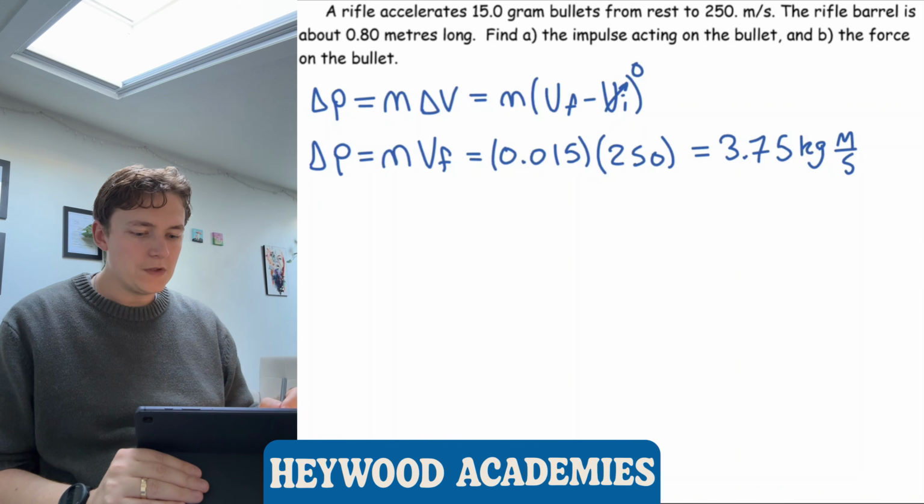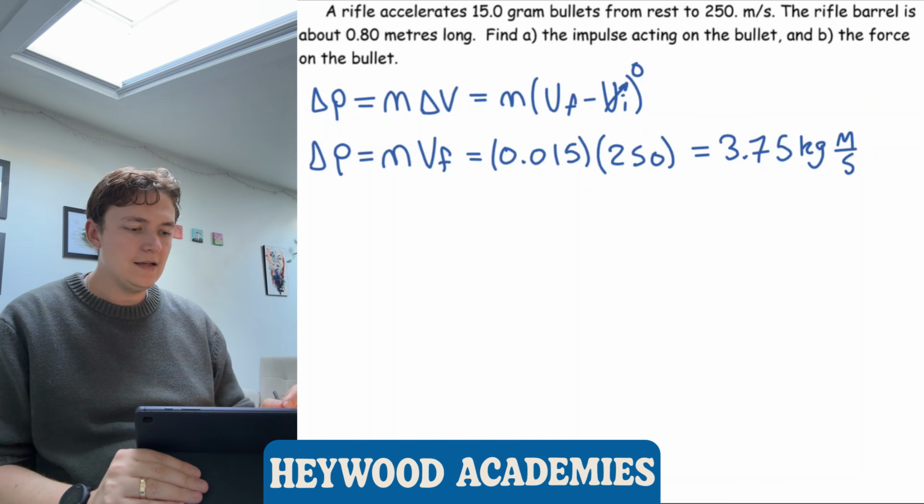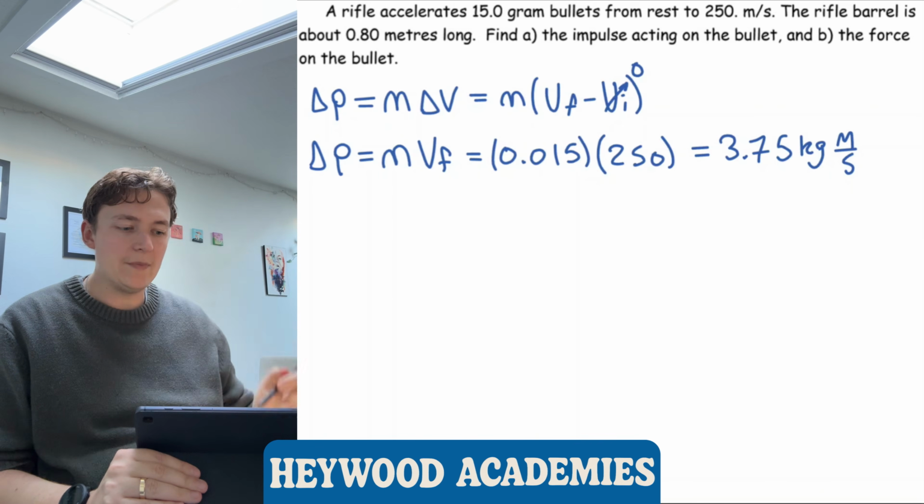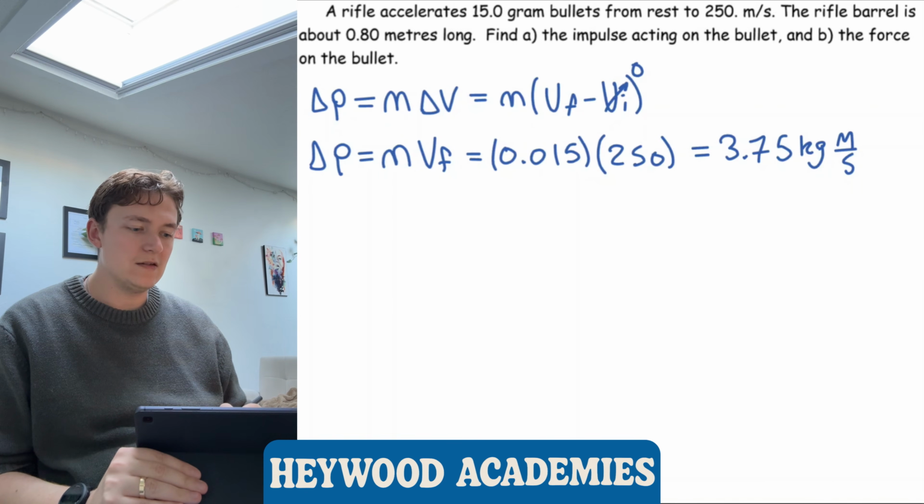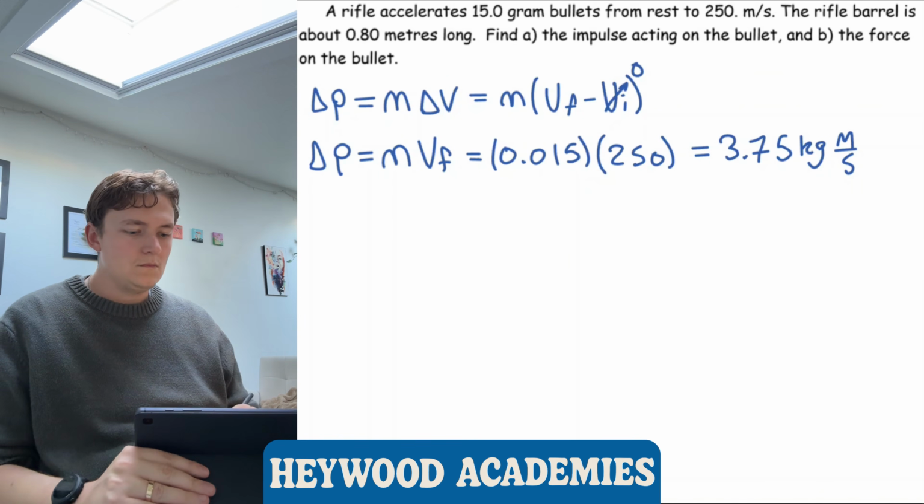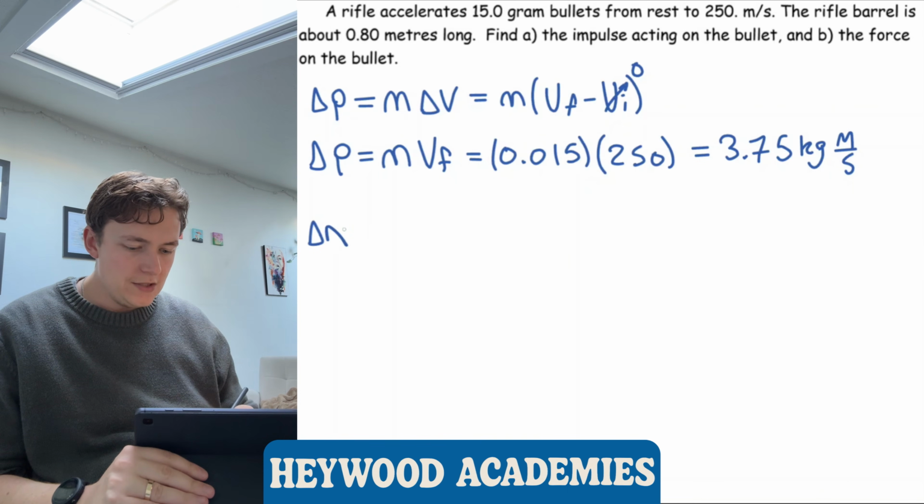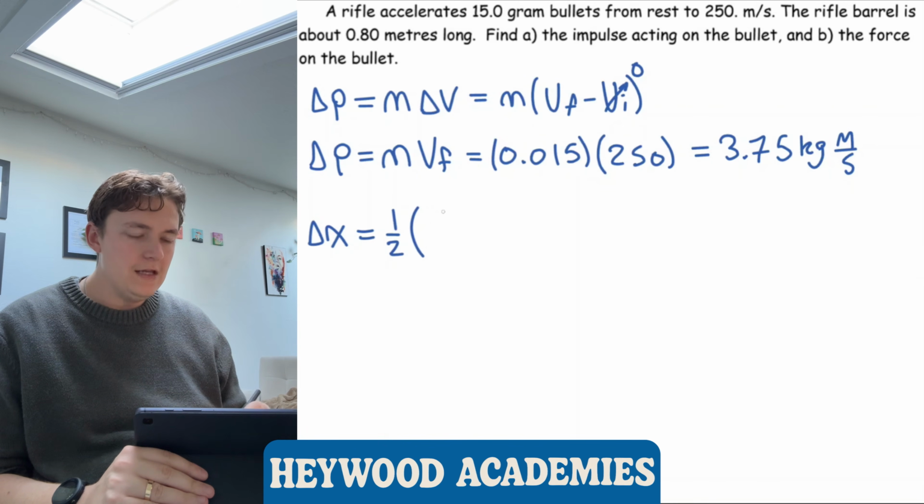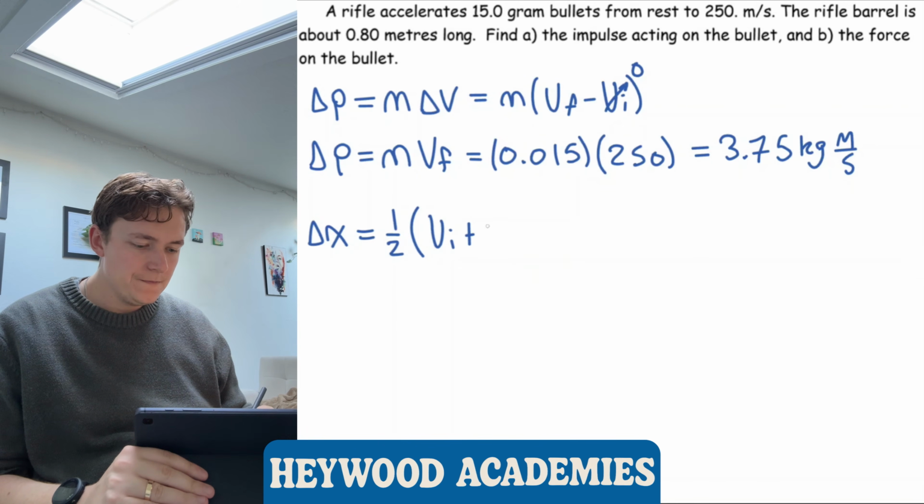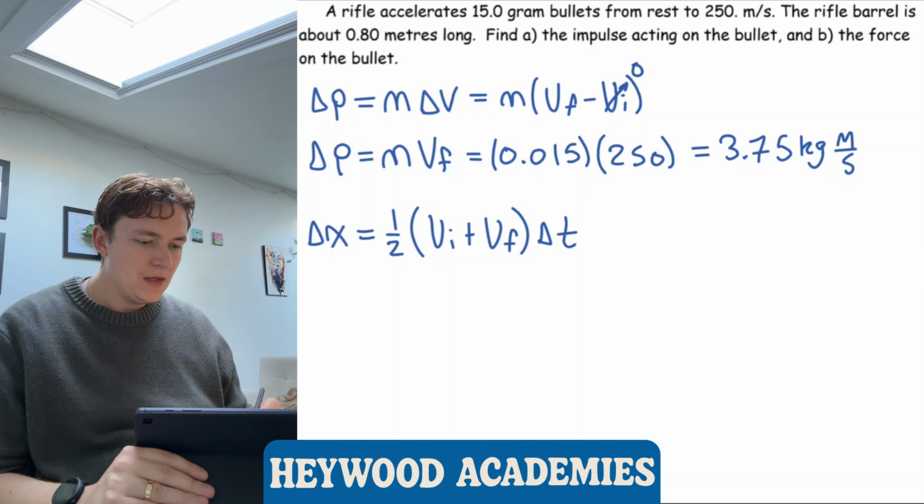Now we want to find the force on the bullet, but we don't know at this point how long it takes to get to the end of the barrel. So we've got to sort out a few things to make that happen. So we can go back to our kinematics section and use some of our equations there to sort this out. So from our kinematics equations, we can say that our change in displacement is going to be 1/2 v initial plus v final times delta t.